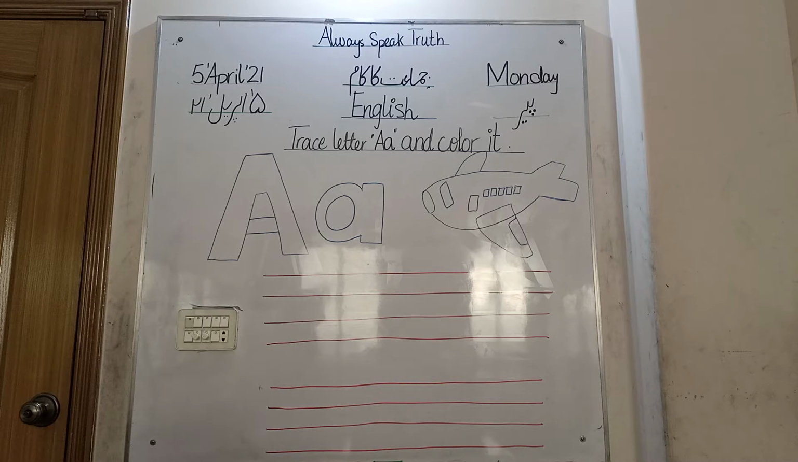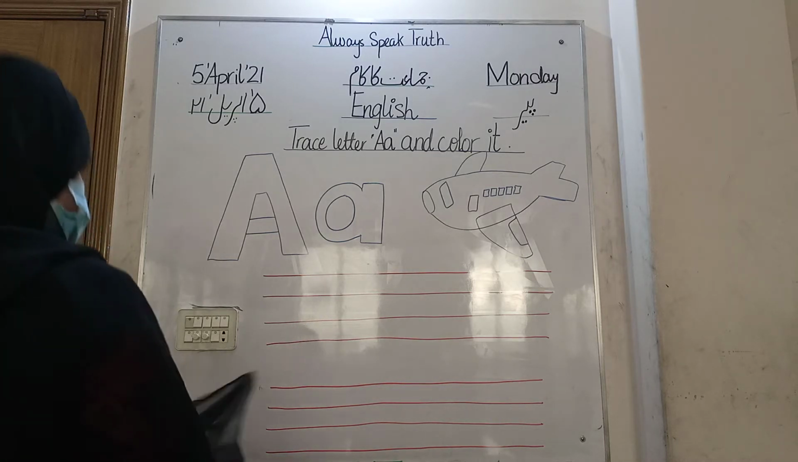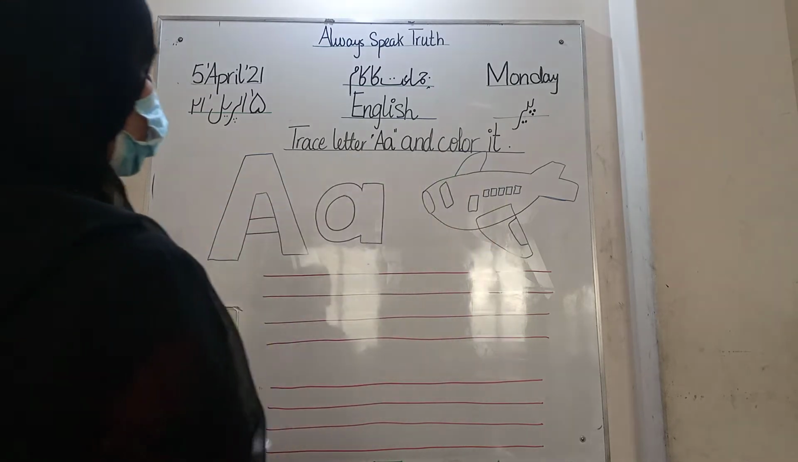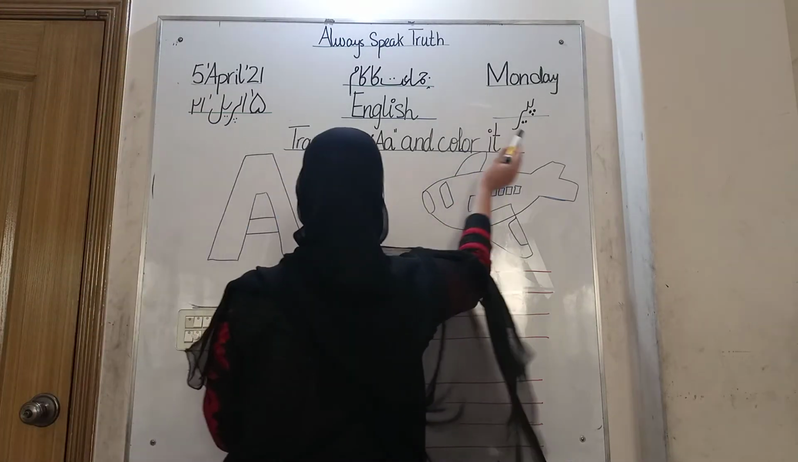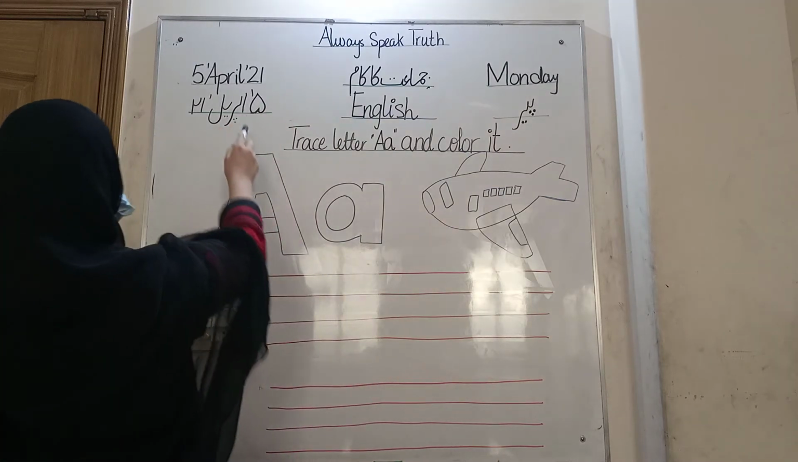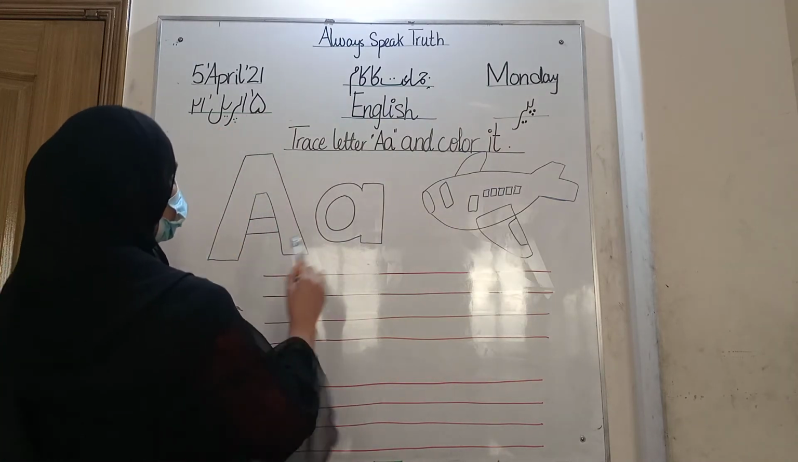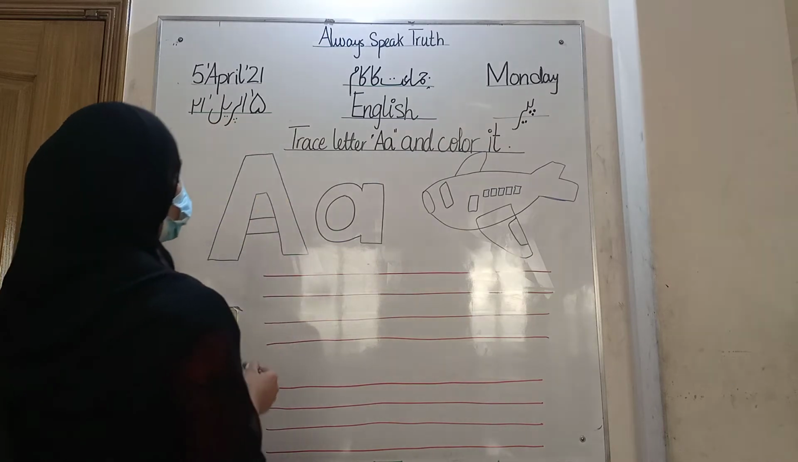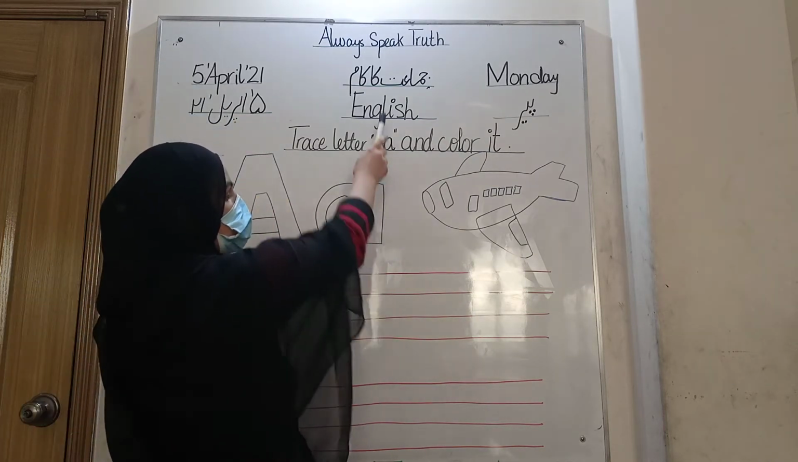So everyone take out your English book. Everyone take out your English KG1 nursery book. And today is Monday, and today is 5 April 2021. Today our subject is English.